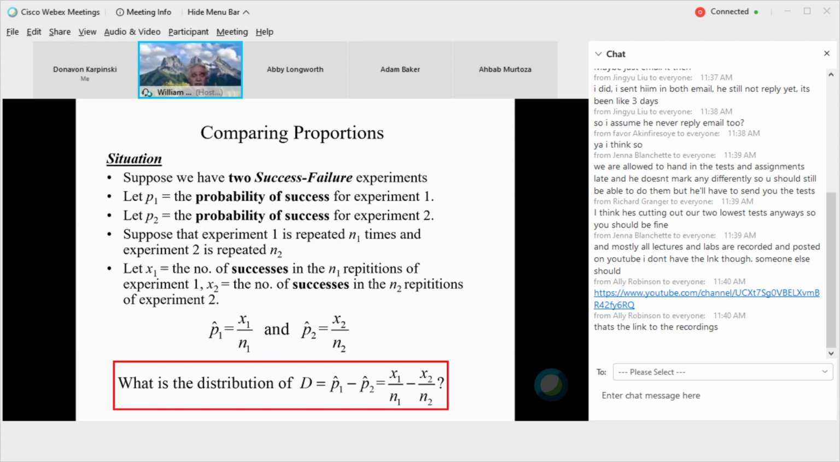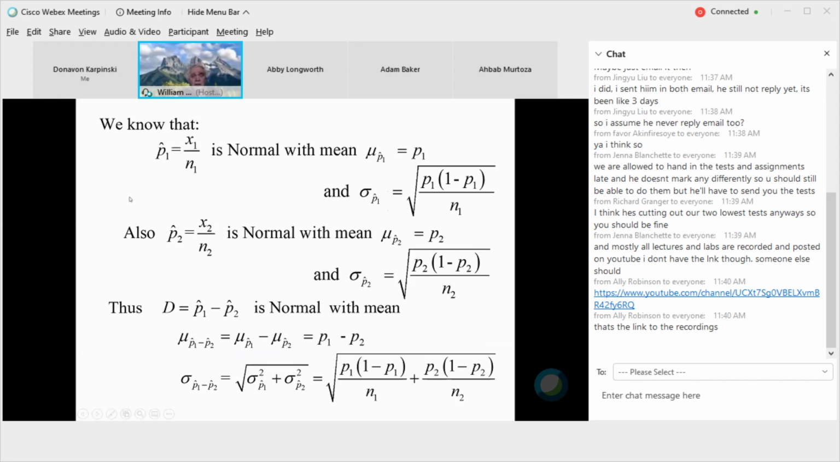What's the distribution of the difference P1 hat minus P2 hat? We know that P1 hat has a normal distribution, mu P1 hat equal to P1, sigma P1 hat equal to square root of P1 times 1 minus P1 over N1. The same for P2 hat. So the difference has a mean equal to mu P1 hat minus mu P2 hat, which is just P1 minus P2, and the standard deviation is the square root of P1 times 1 minus P1 over N1 plus P2 times 1 minus P2 over N2.